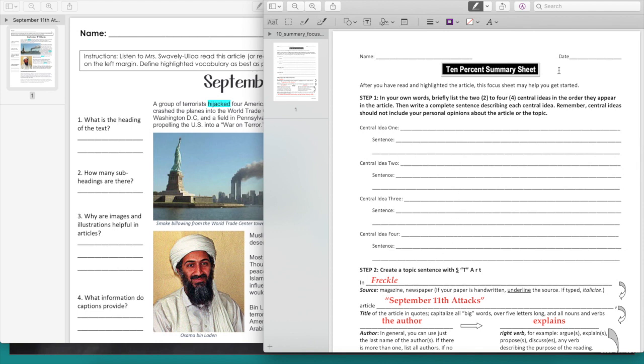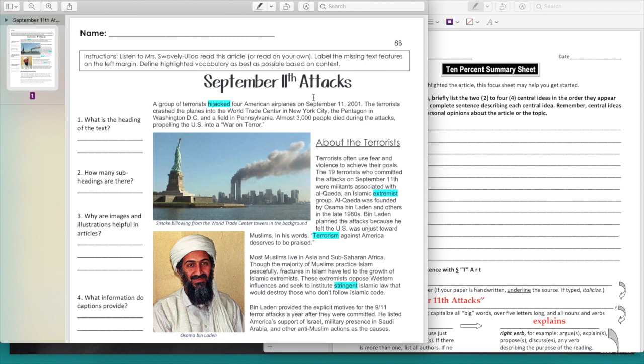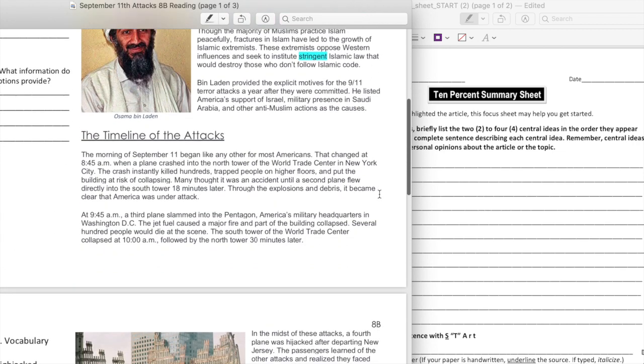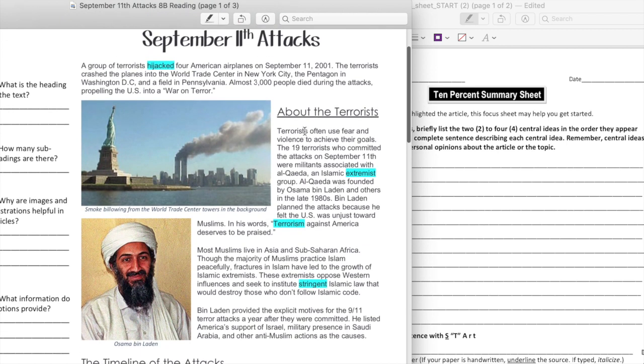Generally, there will be 2 to 4, but I'm going to explain something that's, again, very unique to this article. We're looking at the article, and this is why text features was so important for us. We have our title or heading, and then we have our subheadings throughout the text. One of the neat things with subheadings is that they tell you pretty much what our central ideas will be. And so looking at this, okay, the first part is about the terrorists.